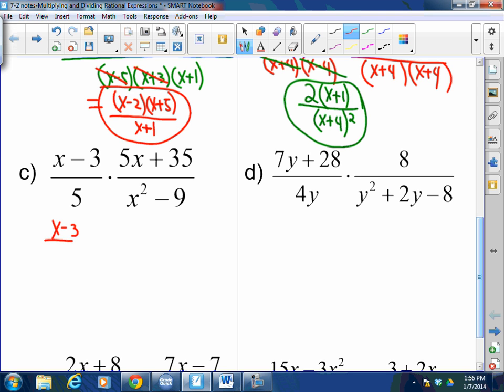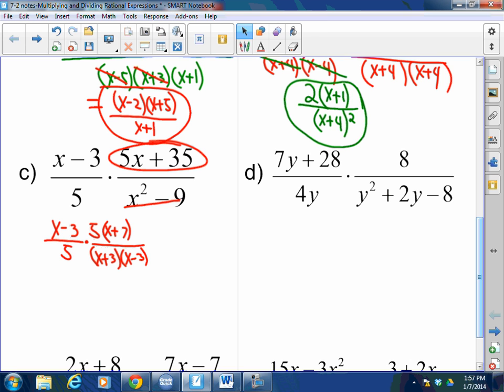X minus 3 over 5 times, yeah, that's already factored. You can't factor that anymore. Very good job. Thank you. And then, how can I factor that one? Thank you very much. Take out a 5. So I got x plus 7. And then, this one's a difference of squares. So x plus 3, x minus 3.